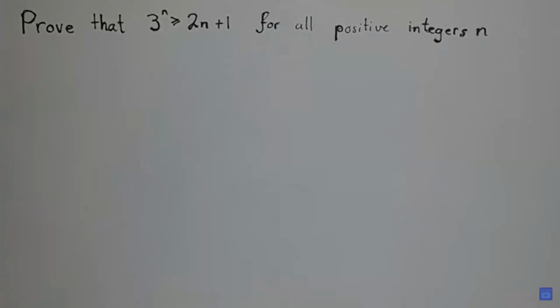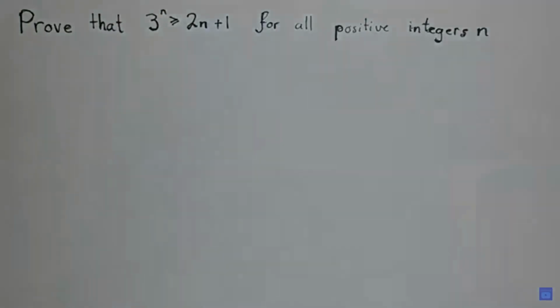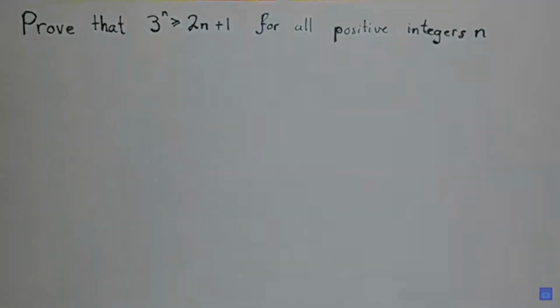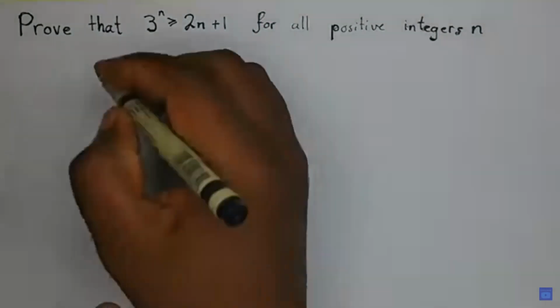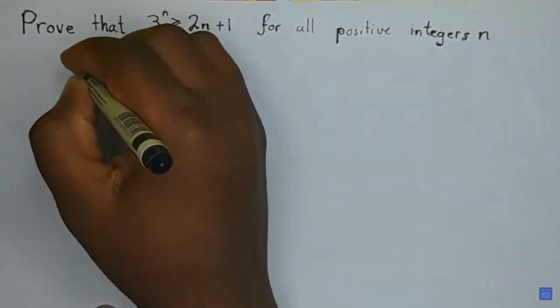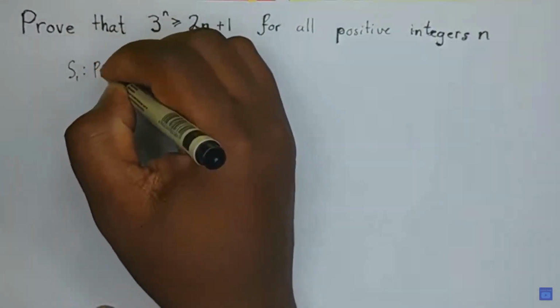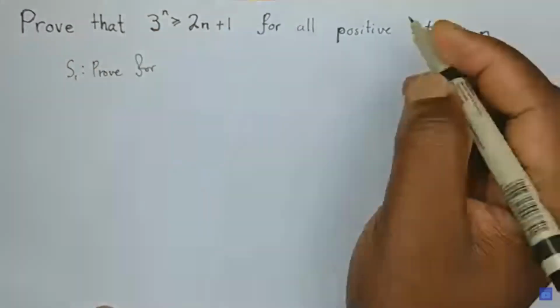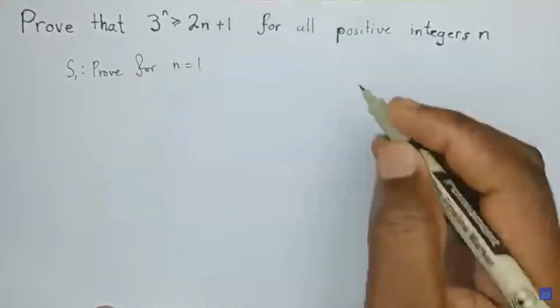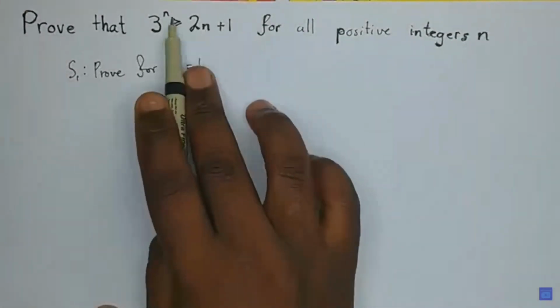Okay. So we know that the first thing we need to do is the first step, where we have to test for the first positive integer, one. So this is our S1 step, or the basis step. We say S1, so prove for n equals 1. From n equals 1, we're going to replace n on both sides.